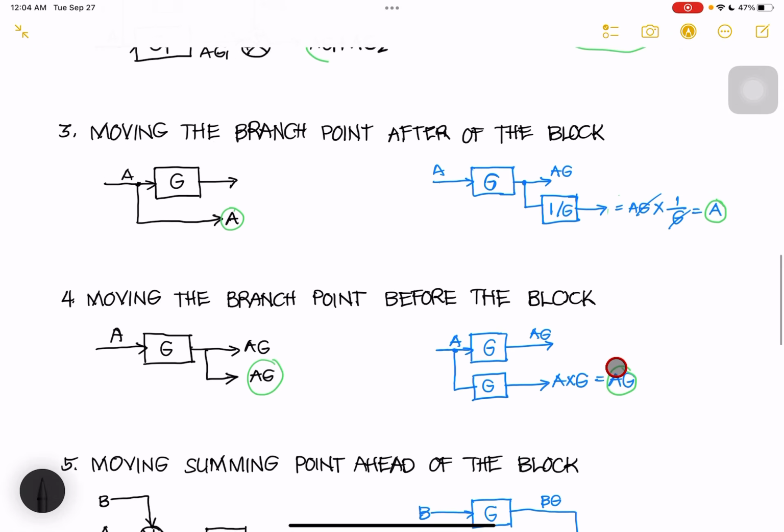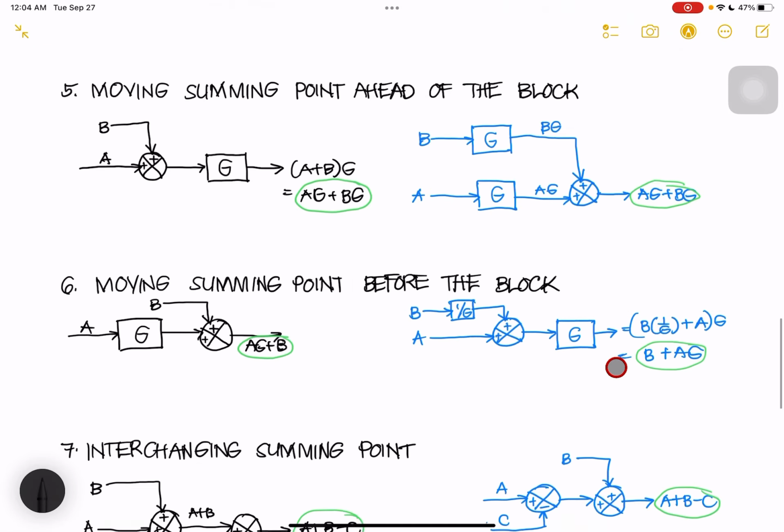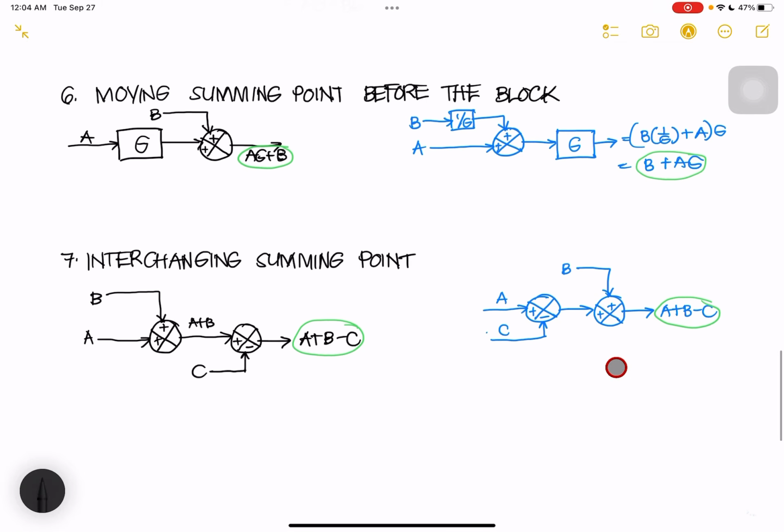So, where do we use these rules? Let's have an example.